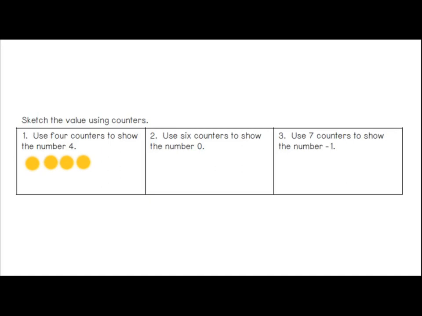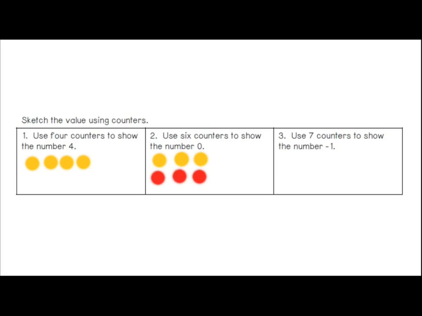Now I need to use 6 counters to represent the number 0. Well, in order to do this, I know that I'm going to have to think about those zero pairs. I have to use 6 counters, which means since it's a pair, I'm going to need 3 of each. I'm going to need 3 positives, and I'm going to need 3 negatives. They cancel each other out, and so then we end up with a total of 0.